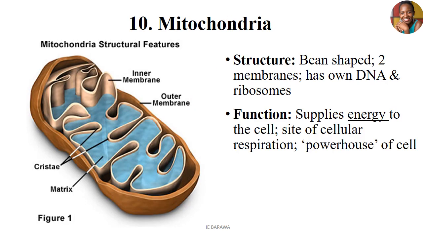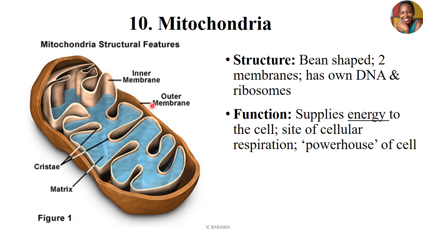Next is our famous mitochondria. So the mitochondria, by shape or by structure, is bean-shaped. It is double membraned, so it has two membranes, and it has its own DNA and ribosomes. So let's check on our structure here. We're saying the mitochondria is bean-shaped, and it has two membranes.